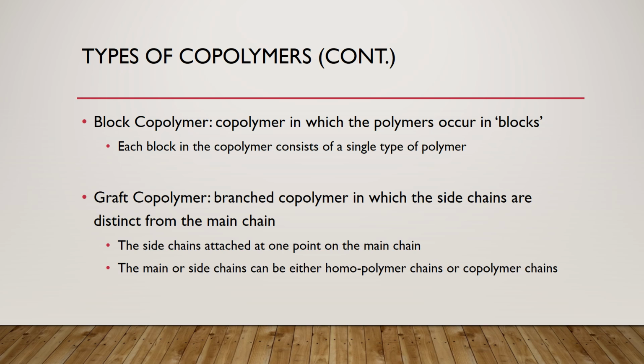Random, alternating, and block copolymers all average out the properties of the polymers used. This is because the polymers exist in a single chain structure. However, graft copolymers utilize the full properties of the combined polymers and allow us to create highly specialized polymers. Graft copolymers are able to do this because they exist as a main chain as a backbone, and then separate side chains that attach to that main chain.